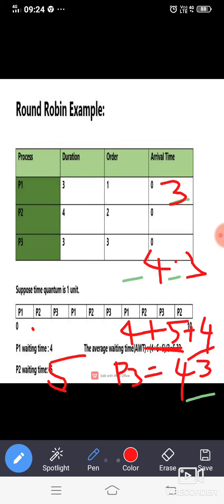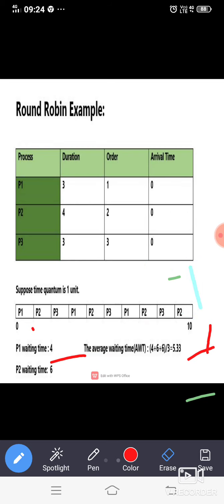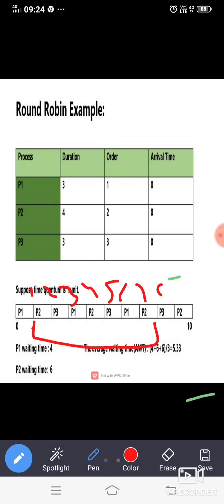Okay, so don't worry about this document, but we need to know what is the waiting time. I will again tell you how to calculate the waiting time. Let us take P2. P2 has started at this position and P2 has ended at this position. This is 1, 2, I'm explaining again, 3, 4, 5, 6 and 7 and 8. Is this 8? Yes. So 8 minus 1 is 7.